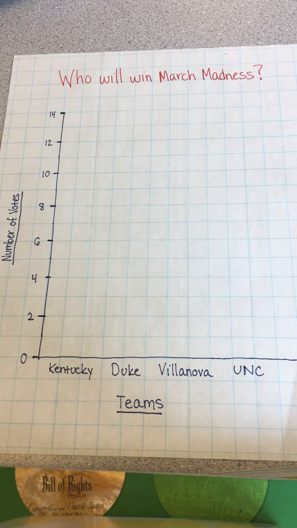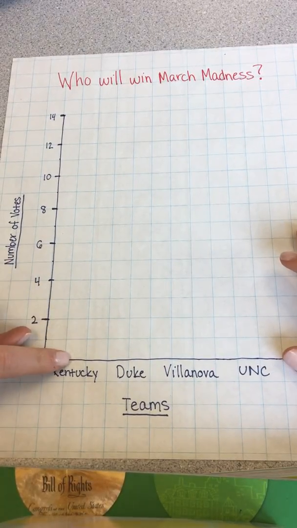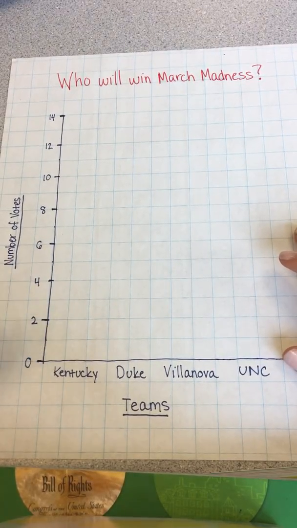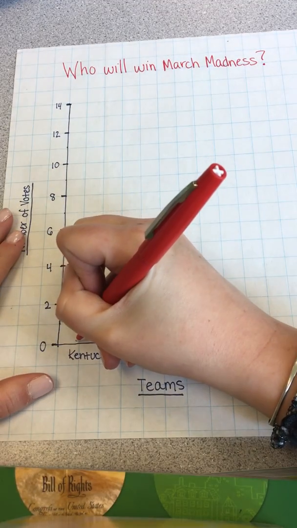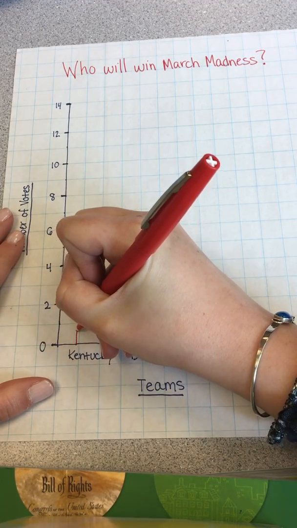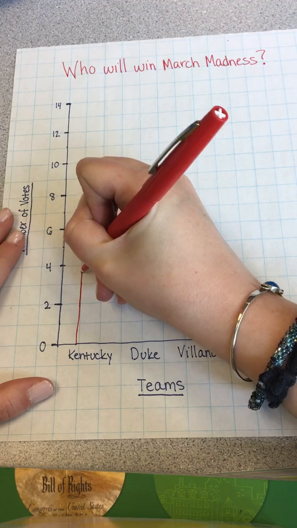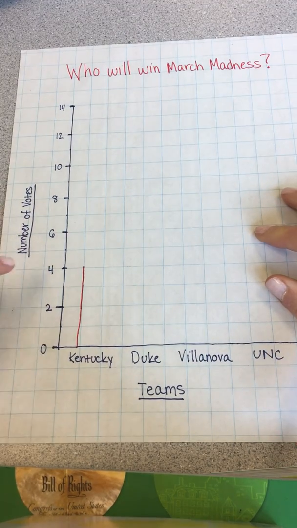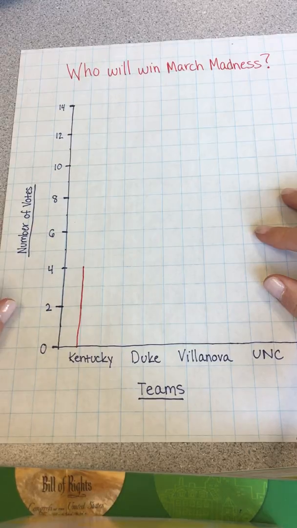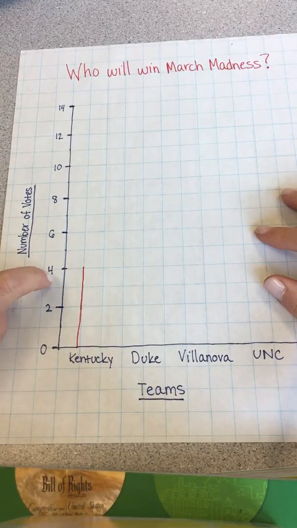I'm just going to do one quick example. So if I look at my tally chart and I see that I had 5 people that voted and said Kentucky was going to win March Madness, then I'm going to make sure that I am graphing on my scale correctly. I'm going to count up to 5. So I'm going to start my bar graph, and I'm going to see 2, and then I see 4. But uh-oh, here I run into my problem. I only have a 4 and a 6.